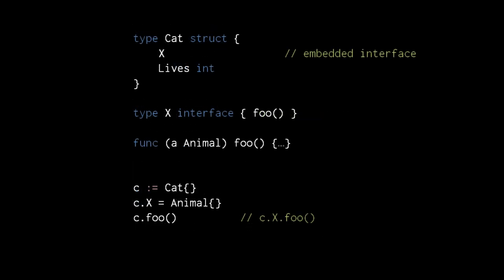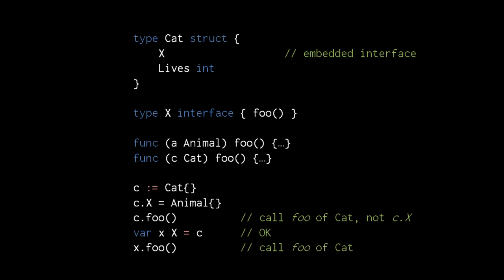Lastly, we can also embed interfaces in structs. Here, interface X is embedded in cat, such that cats have an X field of the same name. If animal implements X, we can assign an animal to this field. Calling the interface's methods is effectively the same as calling them via the X field. Also, because cat embeds X, cat itself is considered to implement X. If, though, cat itself directly implements the methods of X, then these method calls invoke foo of cat, not the foo of the value referenced by its X field.